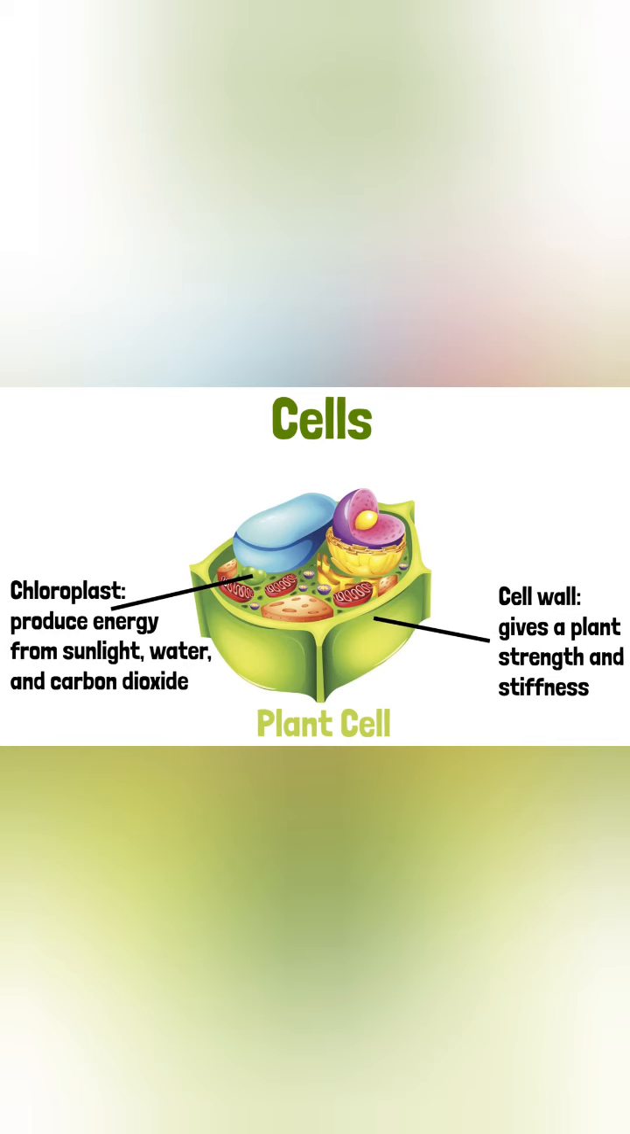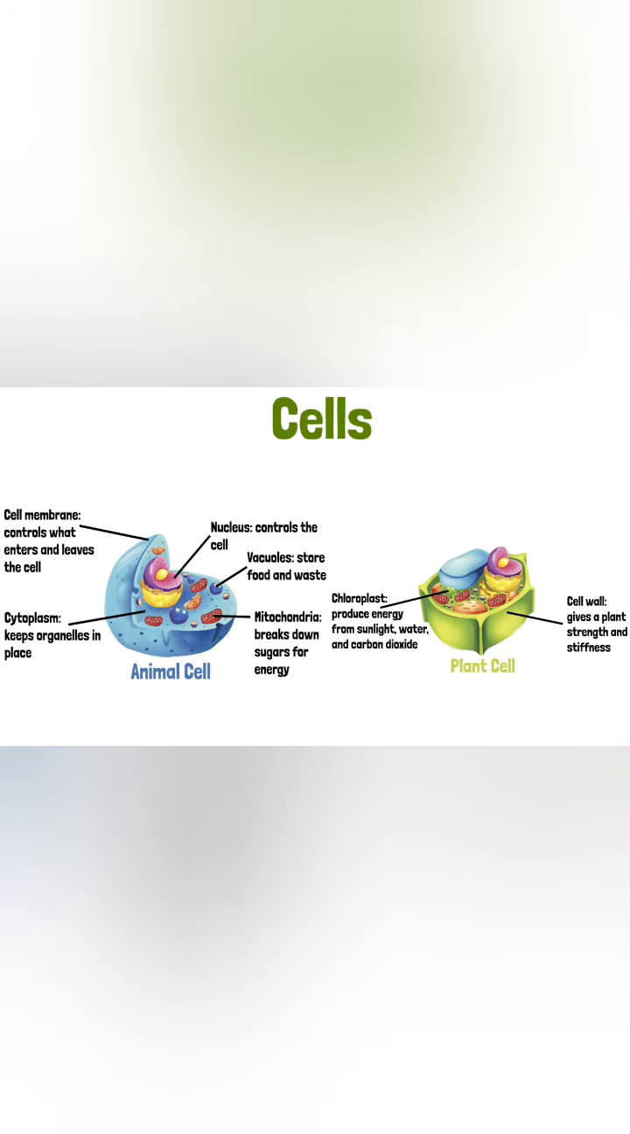Chloroplasts contain a green chemical called chlorophyll. This is the chemical which enables green plants to use the sun's energy to make their food during photosynthesis. Chloroplasts produce energy from sunlight, water and carbon dioxide. Remember, animal cells and plant cells have special parts and organelles to run their functions. These functions help to keep the organisms alive.